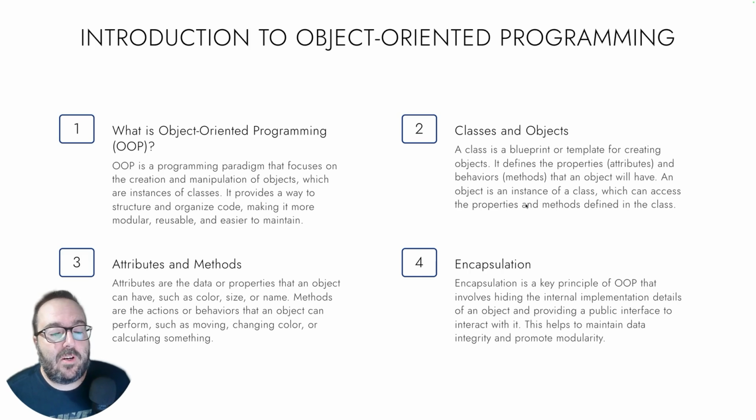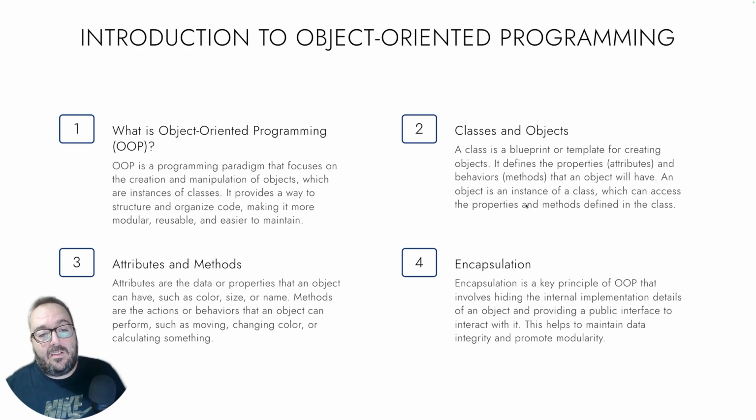So, object-oriented programming. Maybe one of the biggest topics in programming in general. Java is an object-oriented programming language, but today we're just going to scratch the surface a bit and see what is going on and what it means. So, first, what is object-oriented programming? Object-oriented programming focuses on the creation and manipulation of objects, which for Java means that we are working with classes. So every class is an object. Object-oriented programming provides us a way to structure and organize our code, making it more modular, reusable, and easier to maintain.